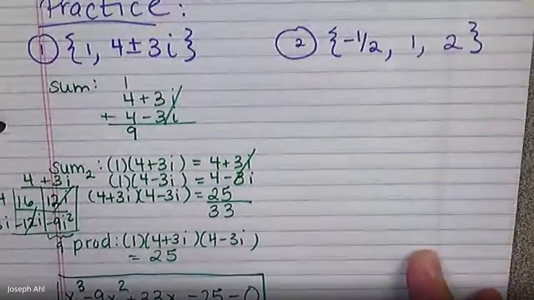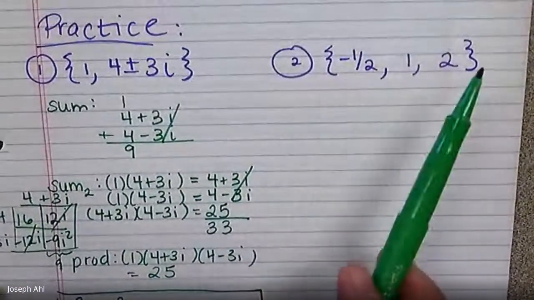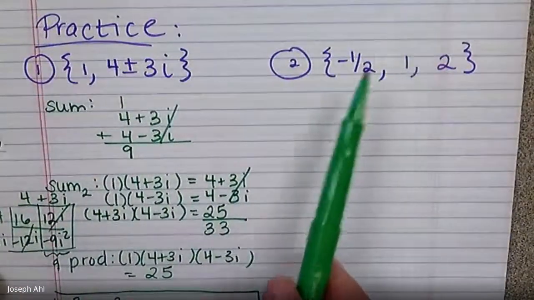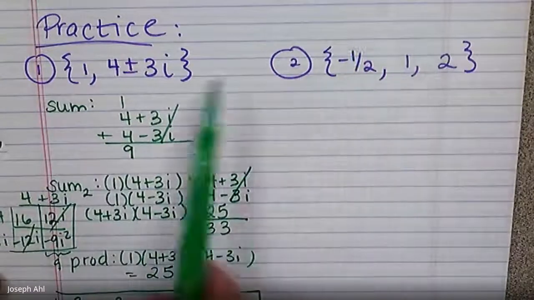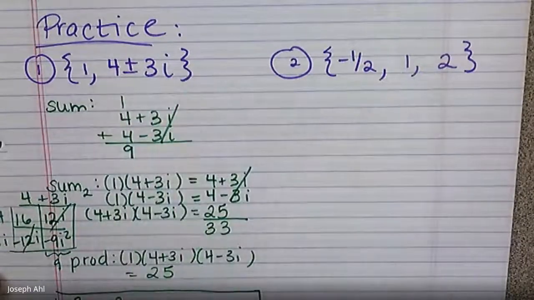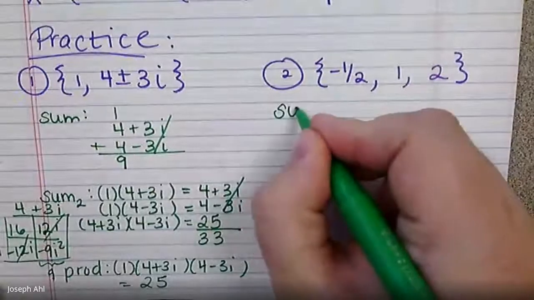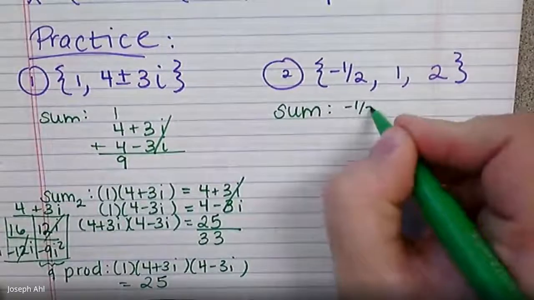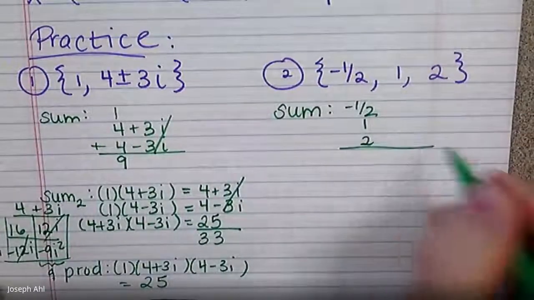Let's go ahead and work down the other column here with roots of negative a half, 1, and 2. To be honest, it seems like this might be the easier example, given that these had complex roots, but sometimes fractions are not always our friends. I hope that's not the case, but sometimes students do struggle when they're adding all these together.